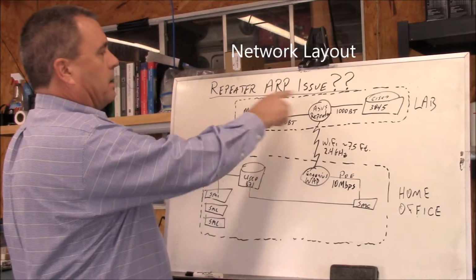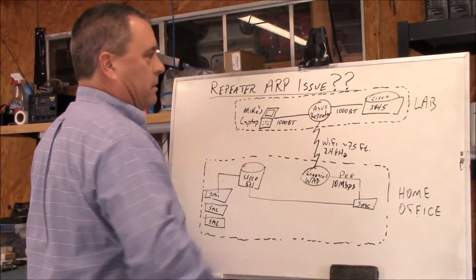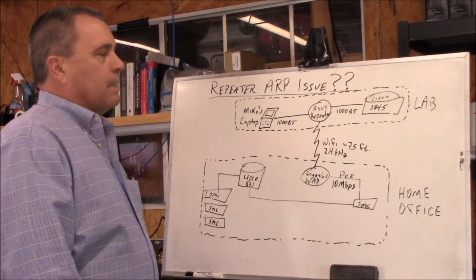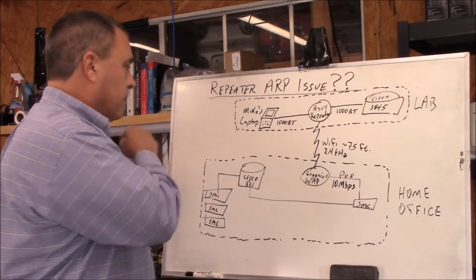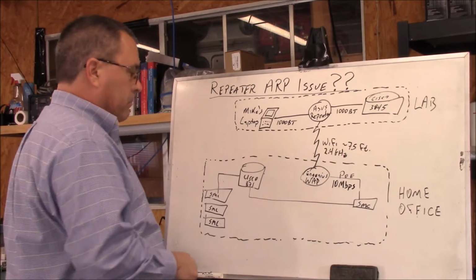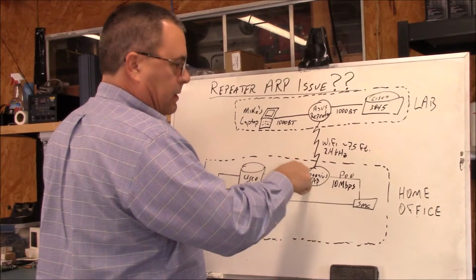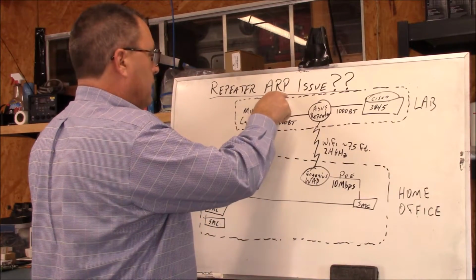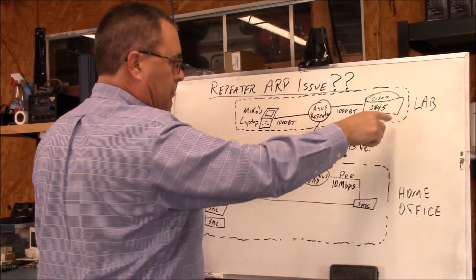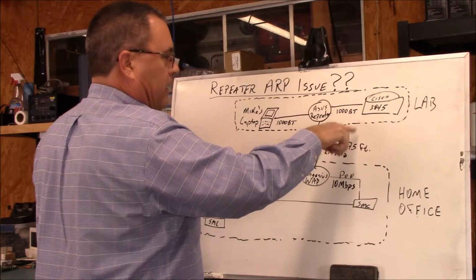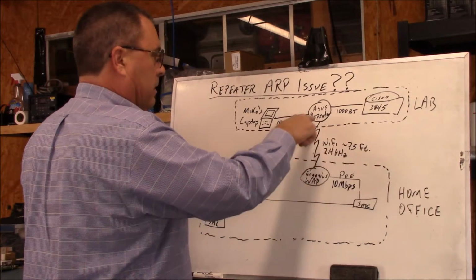I'm calling this a repeater ARP issue, with some question marks, because that's just my initial guess of what's going on. So let me show you. This dotted outline represents the home office, and this dotted outline here represents the lab. There's about 75 feet between these buildings, and I'm running Wi-Fi at 2.4 gigahertz between them.